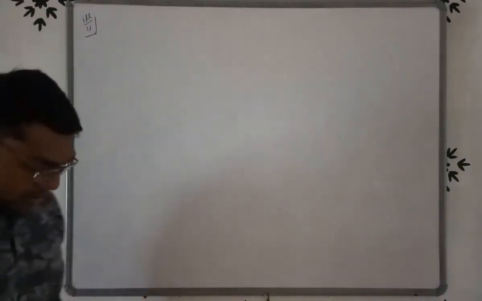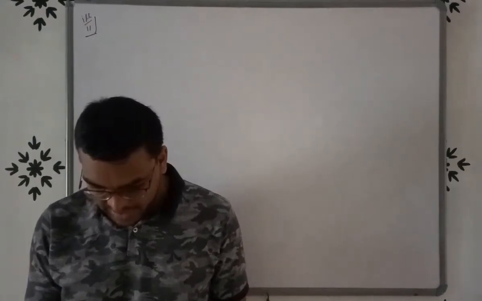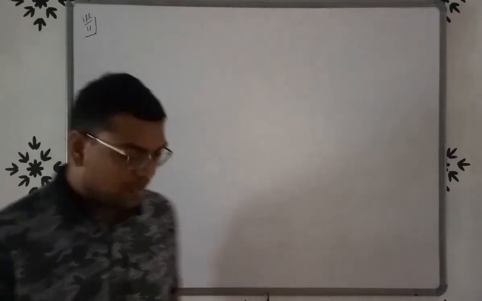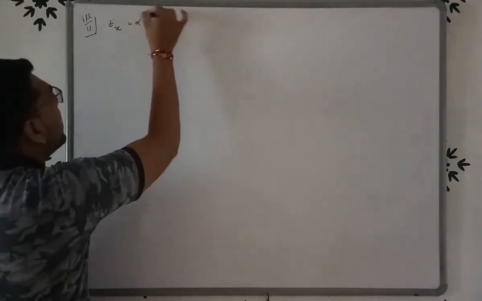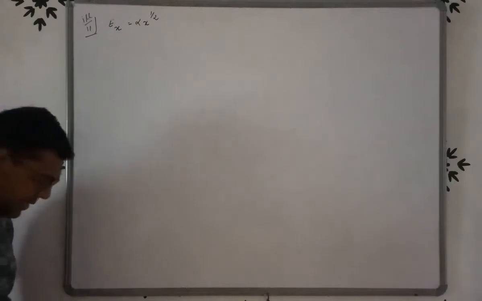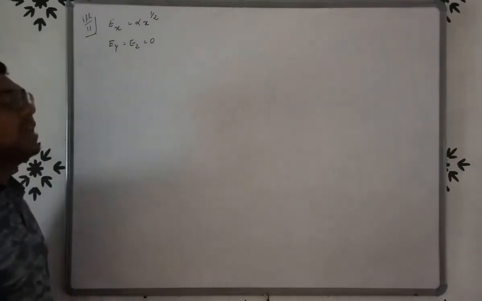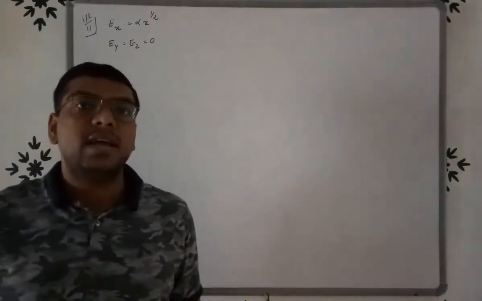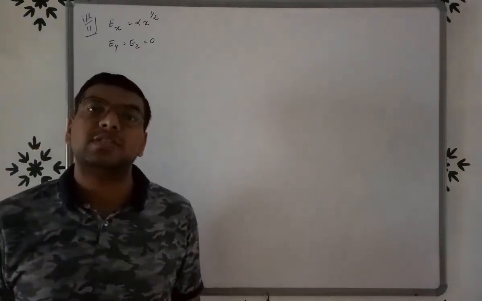Illustration number 11. See the question. The electric field components in the figure are Ex is equal to alpha x raised to 1 by 2. So here Ex is given. Ey and Ez are equal to 0. That means the electric field is along the x-axis, and here the electric field is positive, so the direction is in the positive x-axis.